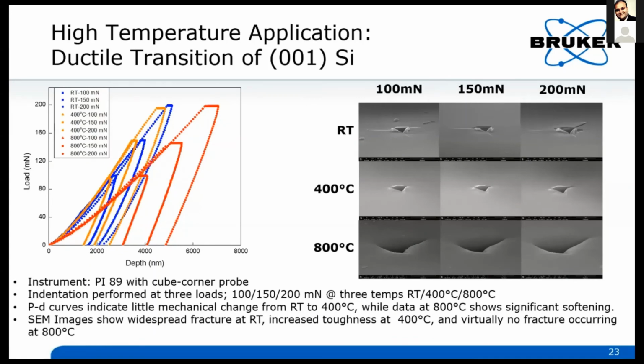At room temperature, we have lots of cracking, so the material is exhibiting brittle behavior. As we go up to 400 degrees C, the cracking is greatly reduced, but there are still some cracks. We can also see some evidence of plastic deformation from the pileup on the side of the indent. At 800 degrees C, the cracking appears to be completely suppressed, and instead all the deformation is accommodated by ductile means. And that concludes the presentation.